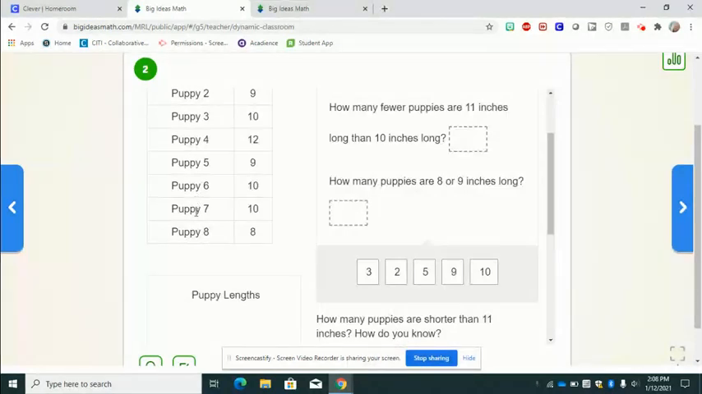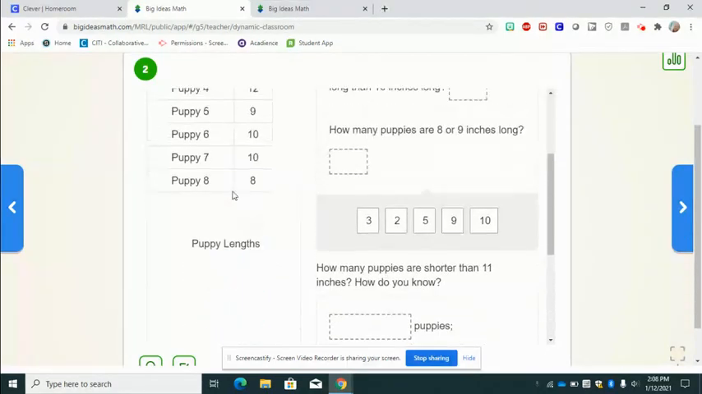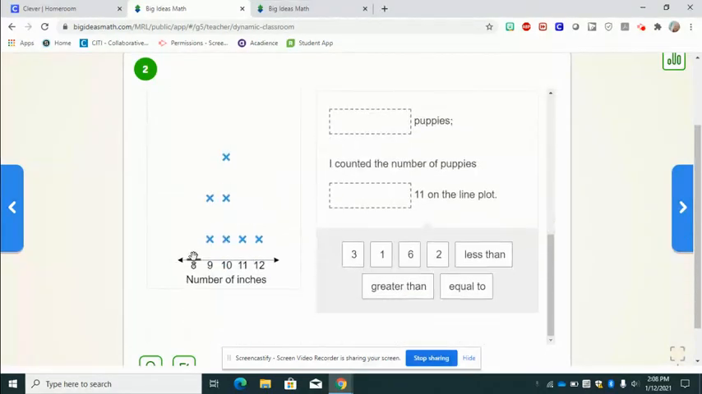All right, puppy 6 was 10 inches, and puppy 7 was 10 inches. So we're going to put 2 more over 10. 1, 2. And then puppy 8 is 8 inches.